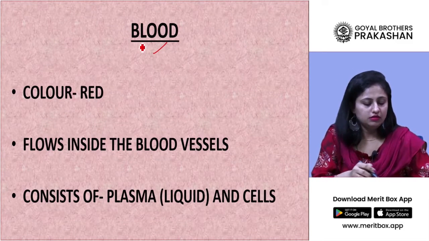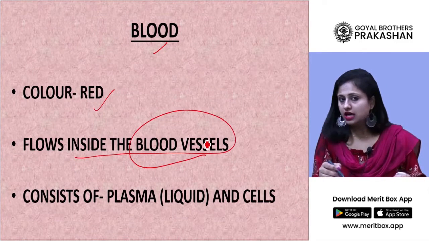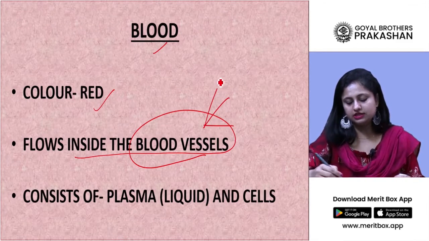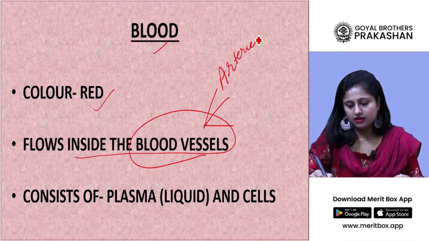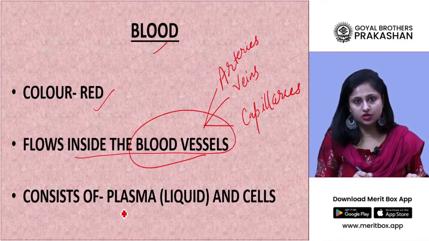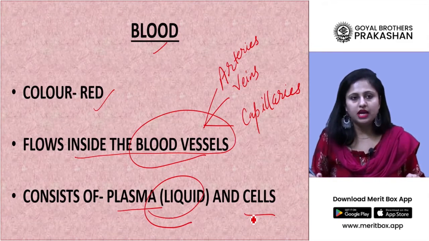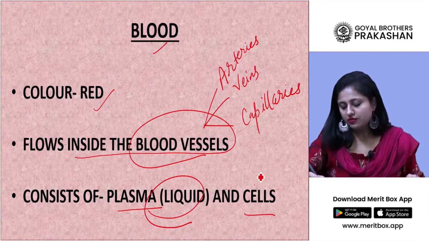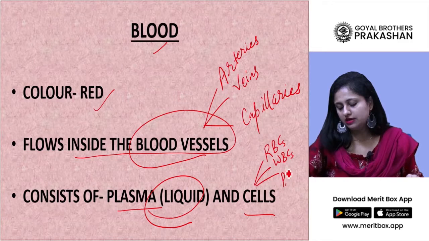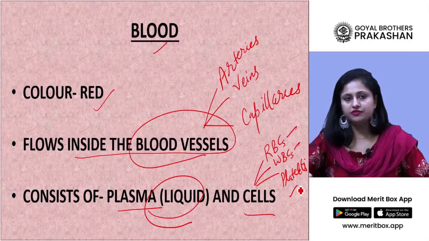Next, blood is red in color. It flows inside the blood vessels, that is arteries, veins and capillaries. I am writing down here arteries, veins and capillaries. Blood consists of plasma and cells. Plasma is the liquid part of our blood, and there are also cells. There are various types of cells: RBCs, WBCs and blood platelets. Now let's discuss each of them in more detail.